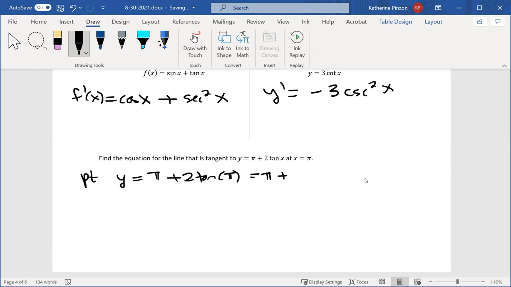no, there's no derivative there. I'm just doing tangent of pi. Tangent of pi is 0, so it's just going to be pi. Okay, so my point is going to be pi comma pi. That means my x value is pi and my y value is pi.